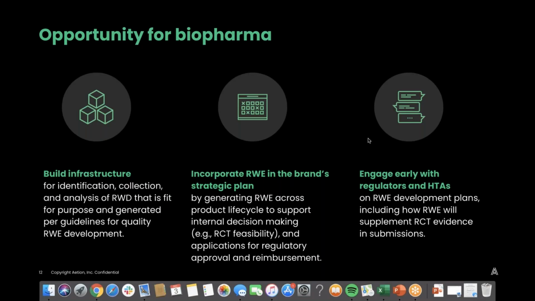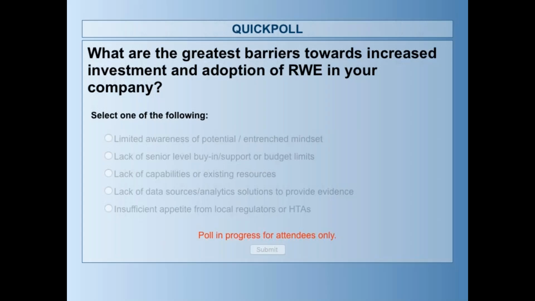move straight on to another question, because I want to just see what's actually stopping us. So have a look at this one. What are the greatest barriers towards increased investment and adoption of RWE in your company? This is really across the board, quite a general question. Is it a limited awareness of the potential of RWE, or an entrenched mindset that perhaps it doesn't need to be any different from how it used to be?